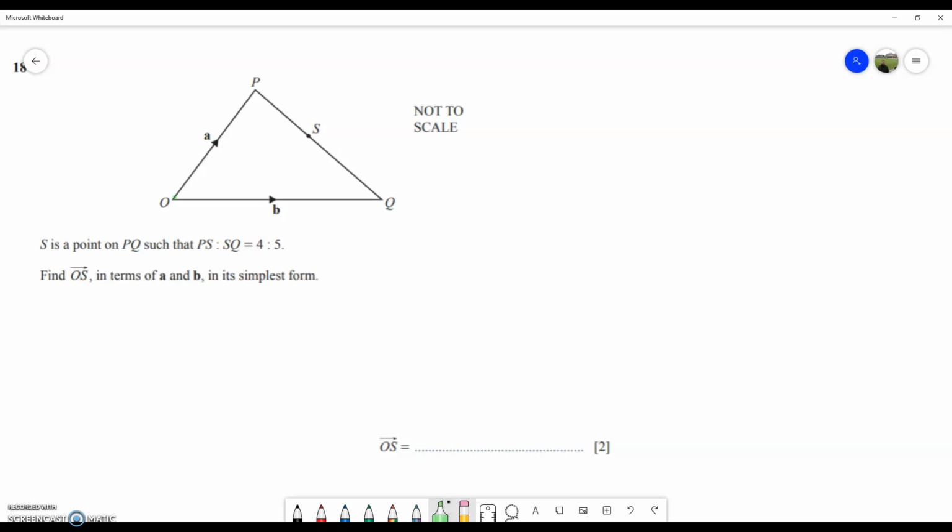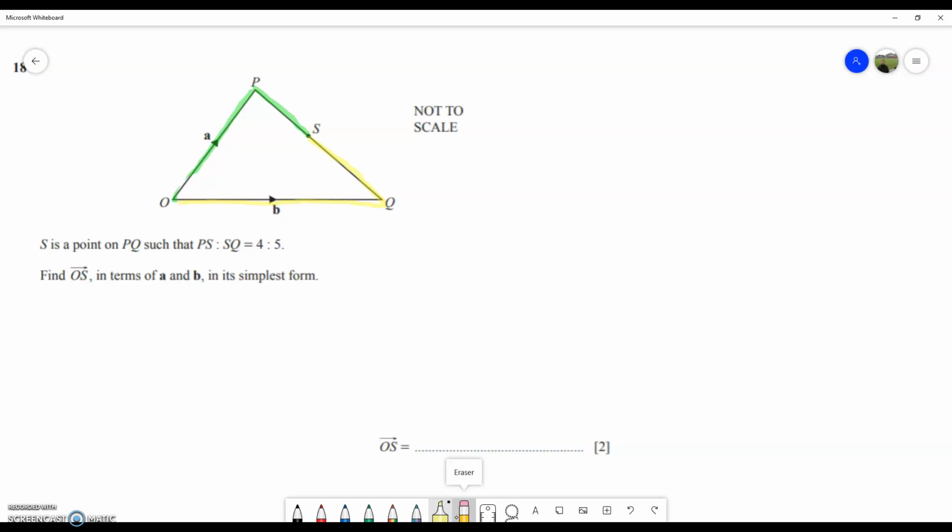We know that O to P is equal to A. We know O to Q is equal to B. However, the question is asking us O to S. So we've got a couple of options there. We could get O to S by going that way, or we could equally find O to S by going through there.